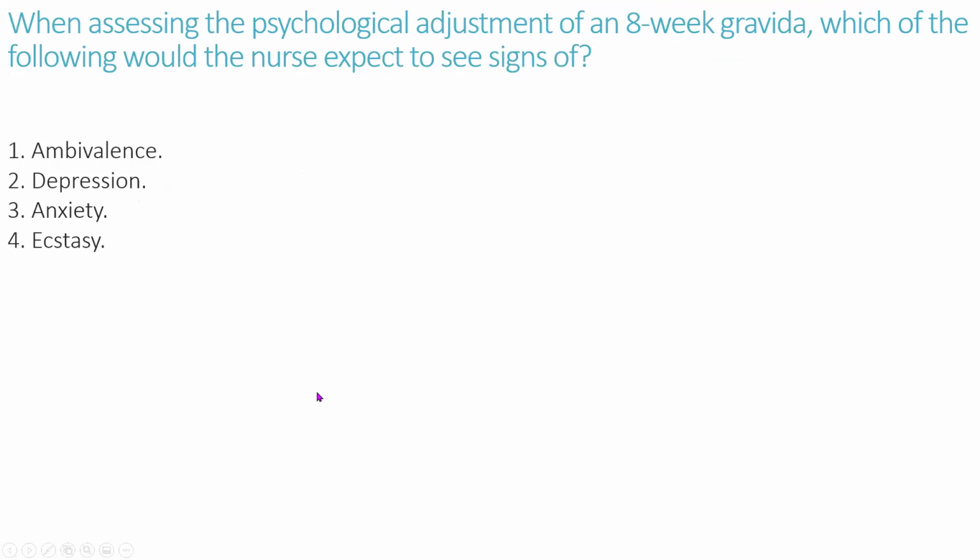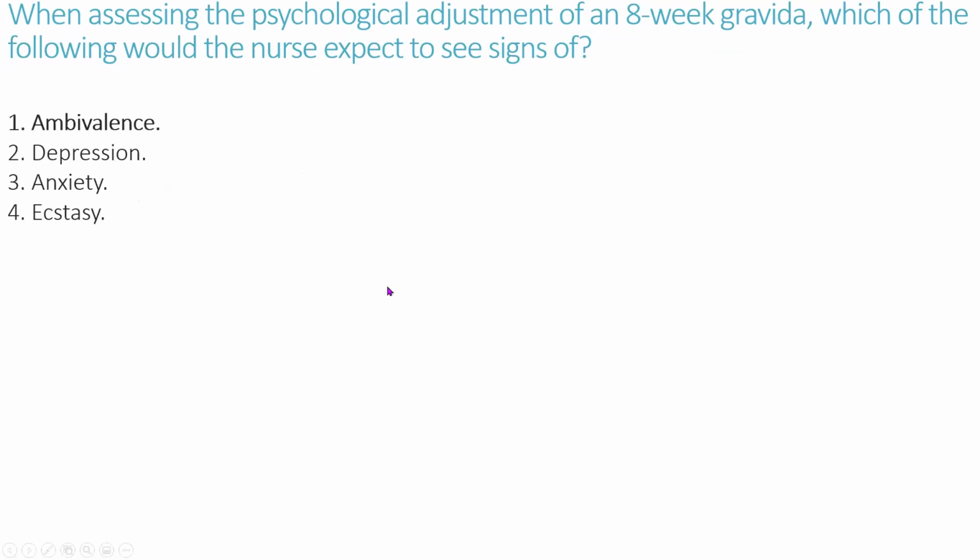When assessing the psychological adjustment of an 8-week gravida, which of the following would the nurse explain to see signs of? Yes, ambivalence. It is common for our mothers to be ambivalent about their pregnancy during the first trimester.